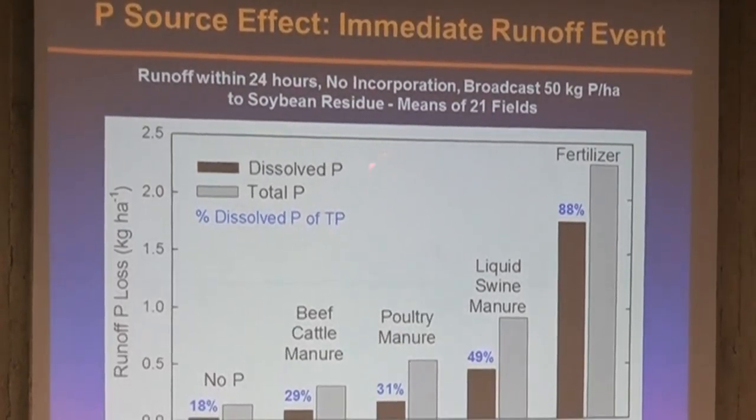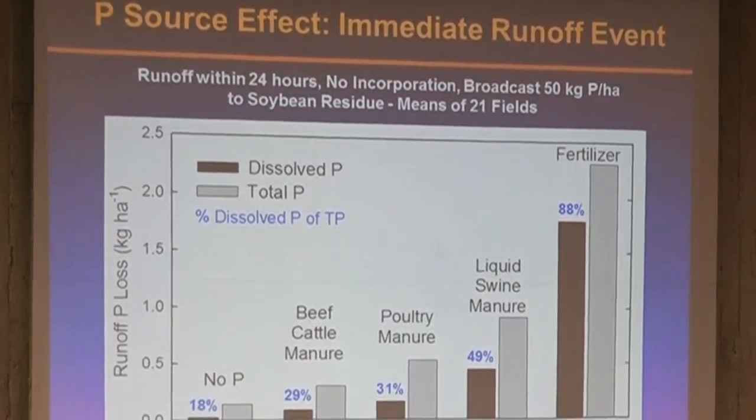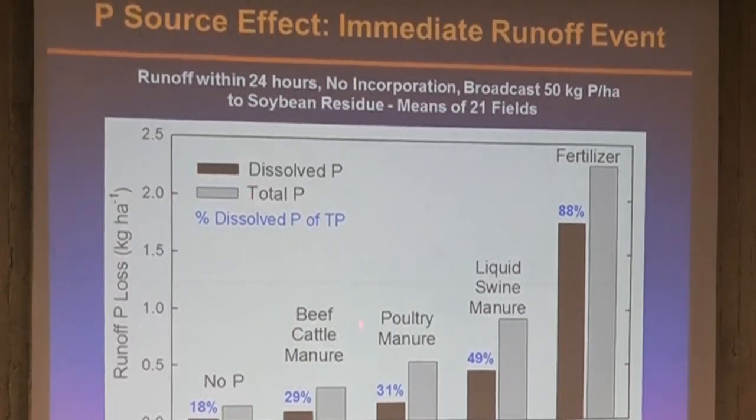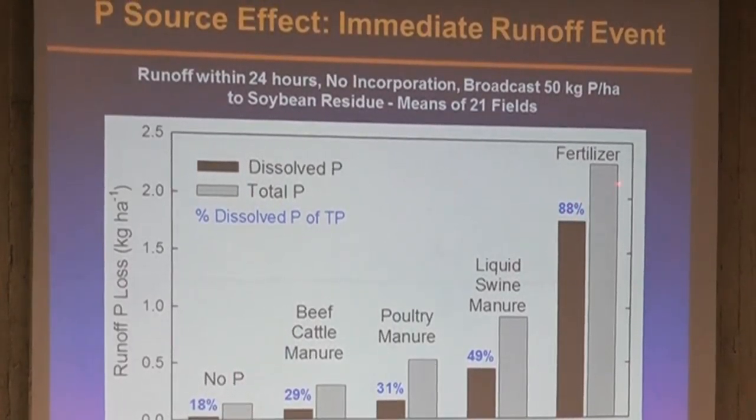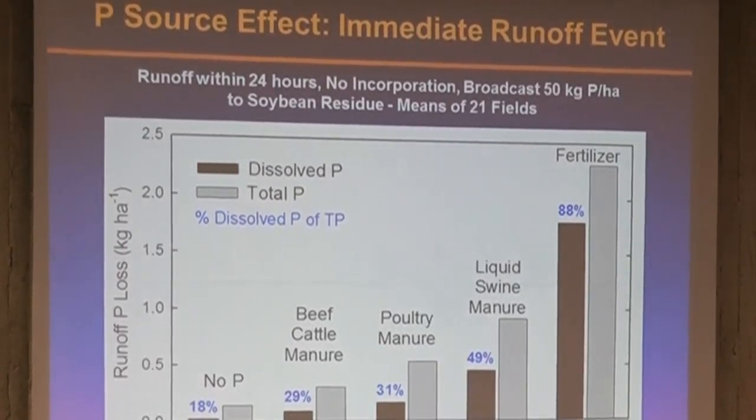What we found there, these are averages across 21 fields. We worked over 2 years in 21 fields. You saw one of the pictures there. There is a tremendous difference between the phosphorus sources, mainly the fertilizer that we used, the ammonium phosphate, and the manures. The gray bar is the total P, and the dissolved P, dissolved reactive P in this case, is the black bar. So this is the major difference.